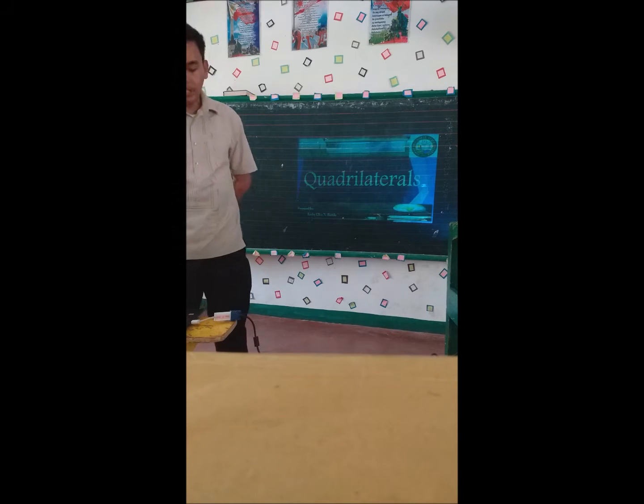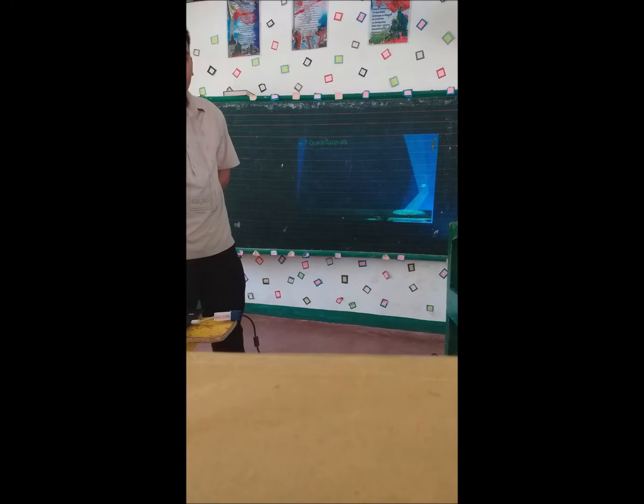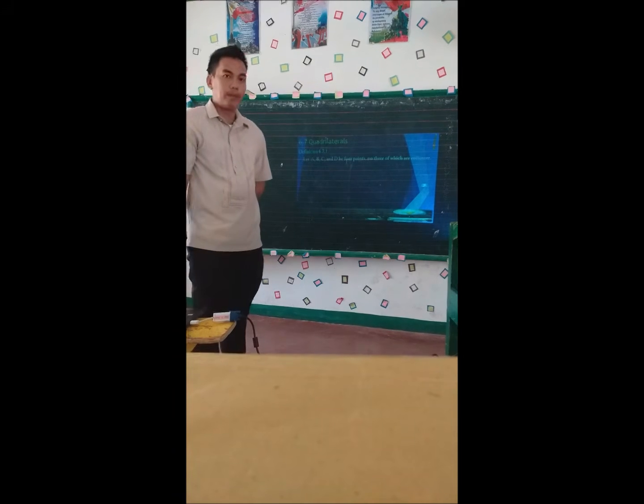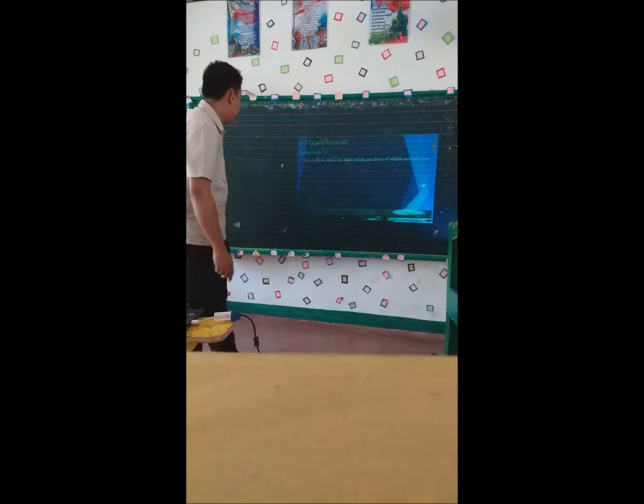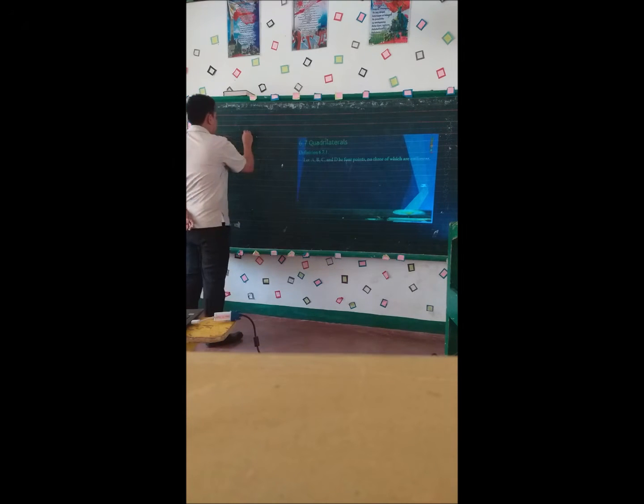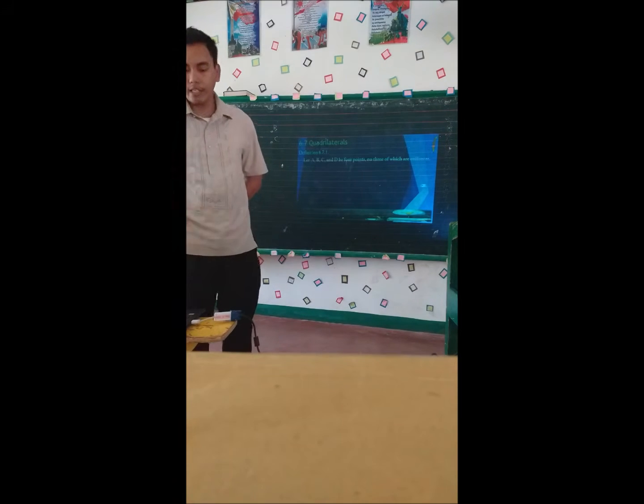We'll start with the quadrilaterals. In the definition of quadrilaterals, we need to let the points A, B, C, and D be 4 points of which no 3 are collinear. For example, here we have point A, point B, point C, and point D, no 3 of which are collinear.